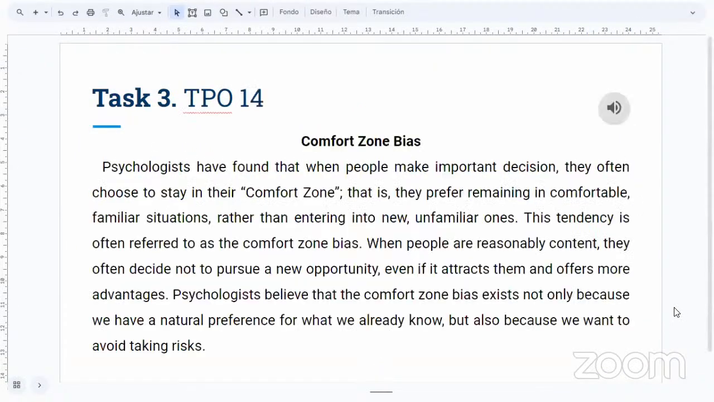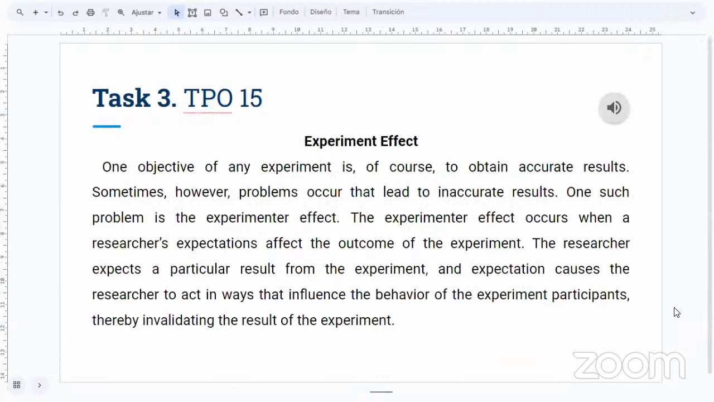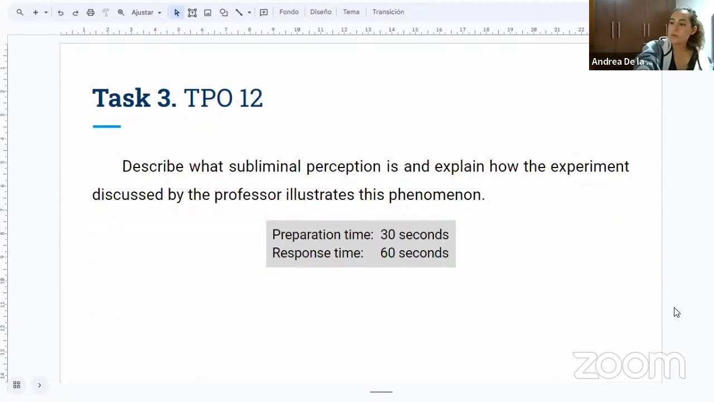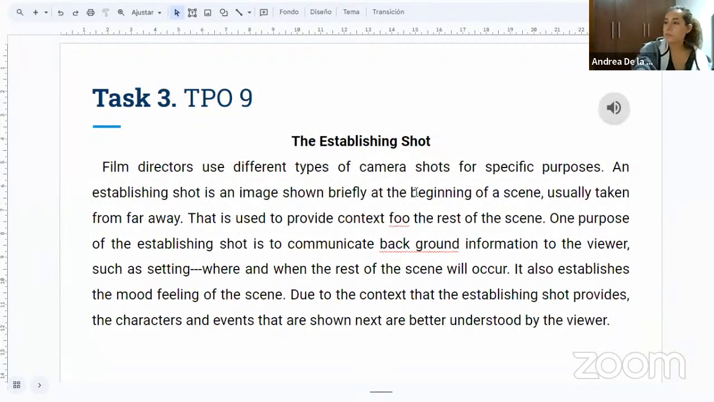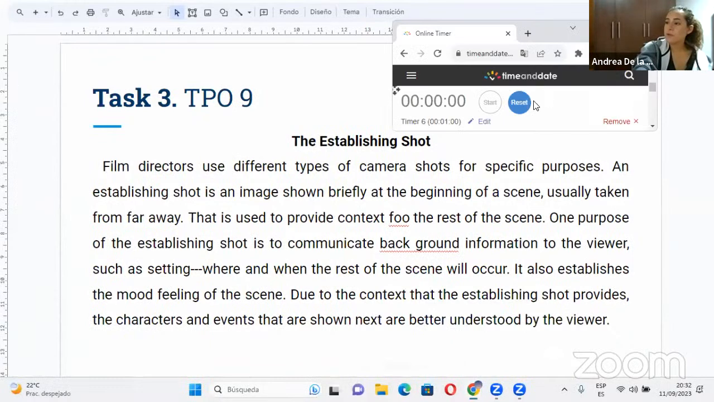Okay, thanks. Okay, good. Another one. Okay. So it will be the same for this one, 45 seconds to read the text, please.